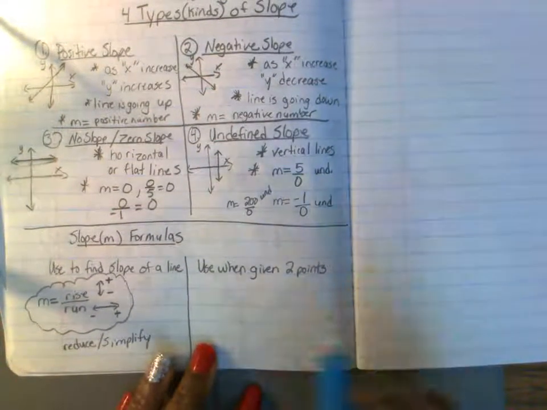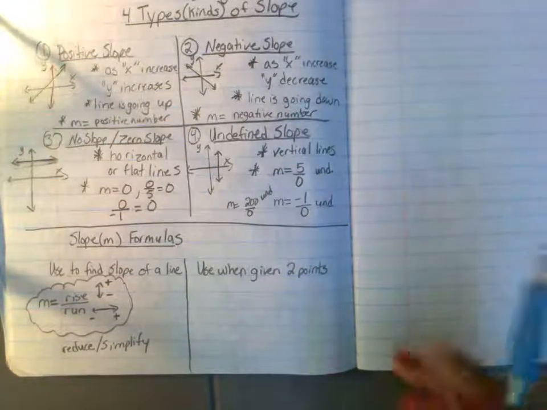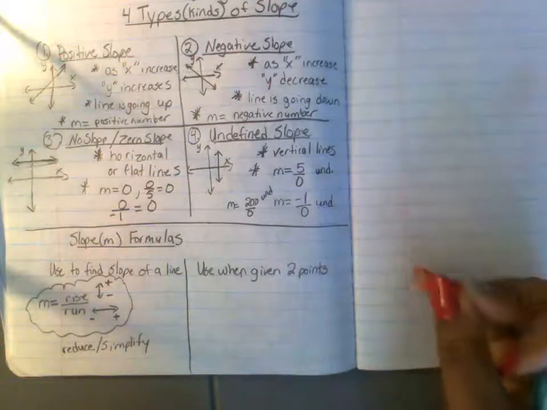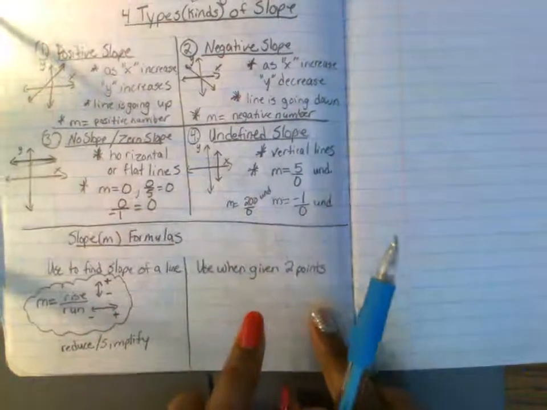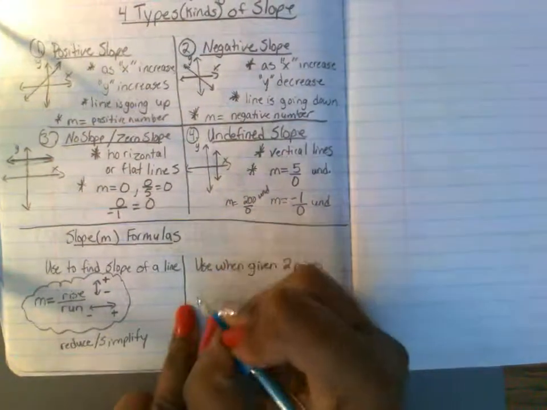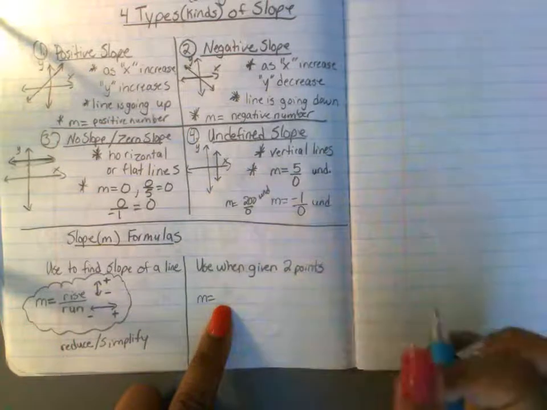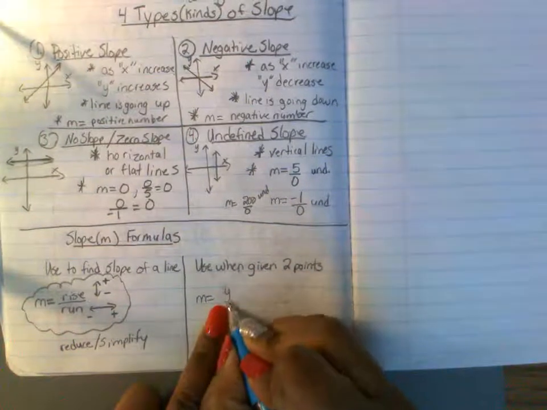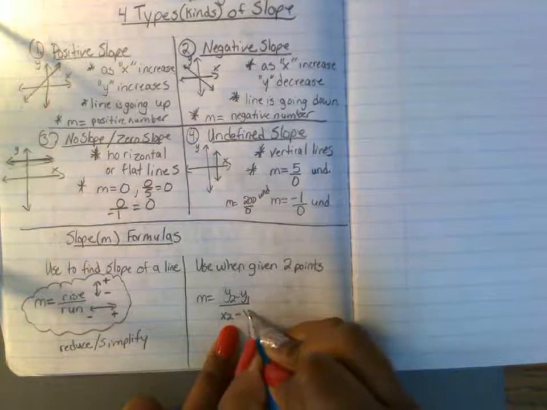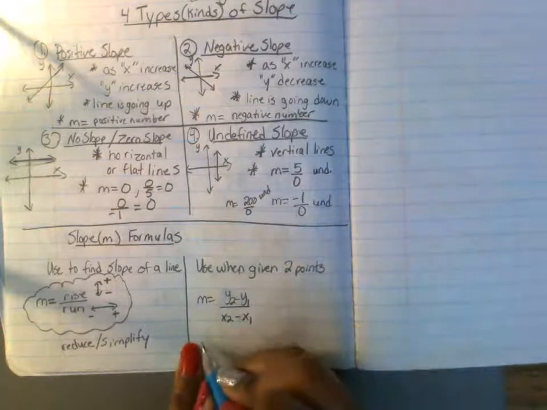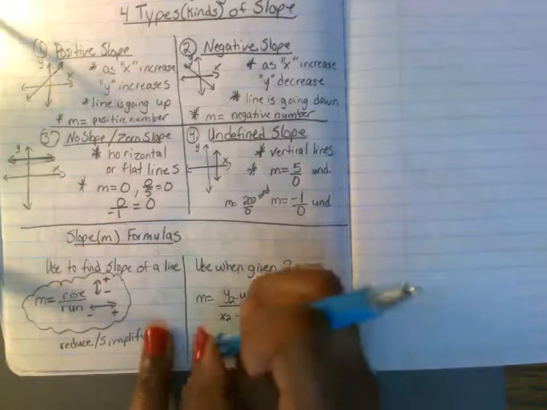All right. This formula you use when you're given 2 points that are on the line. Instead of just giving the line, they're going to give you 2 points from a line. Here they give you the line, and here they don't give you the line, but they just give you 2 points. This is the formula you use when you're not given the line, but you're given 2 points. You use y2 minus y1 over x2 minus x1.